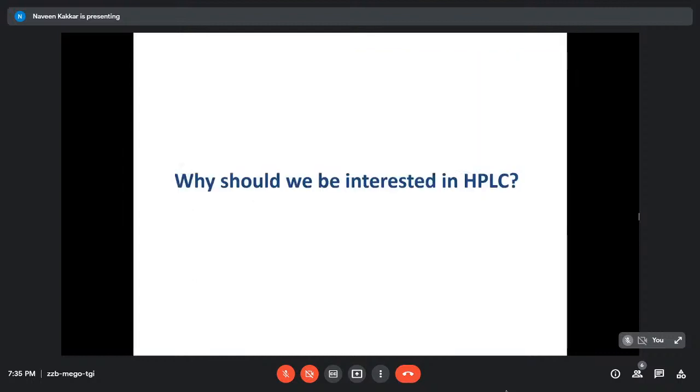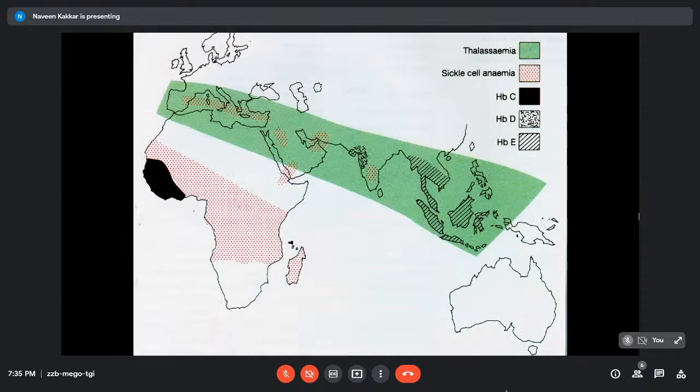Now, why should we be interested in HPLC? Why should a postgraduate student or an MBBS student or even a consultant be interested in HPLC? It's a very simple reason. We are right in the thick of it. So that's a world map that you'll often see when you want to depict hemoglobin disorders across the world. And we'll find India right in the thick of it. We have a lot of thalassemia, we don't have C, but D, E, and lots of variations, lots of sickle also, and combinations of these hemoglobinopathies.